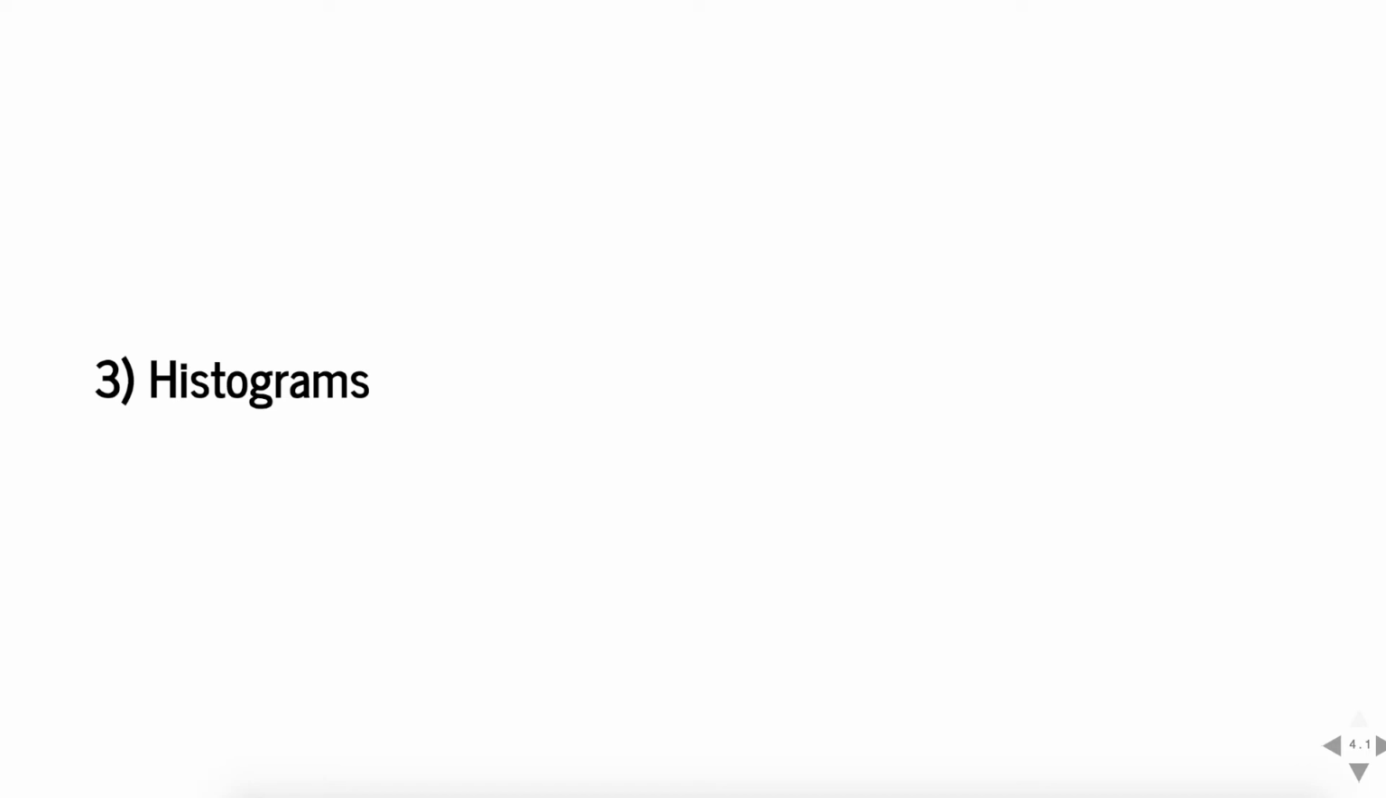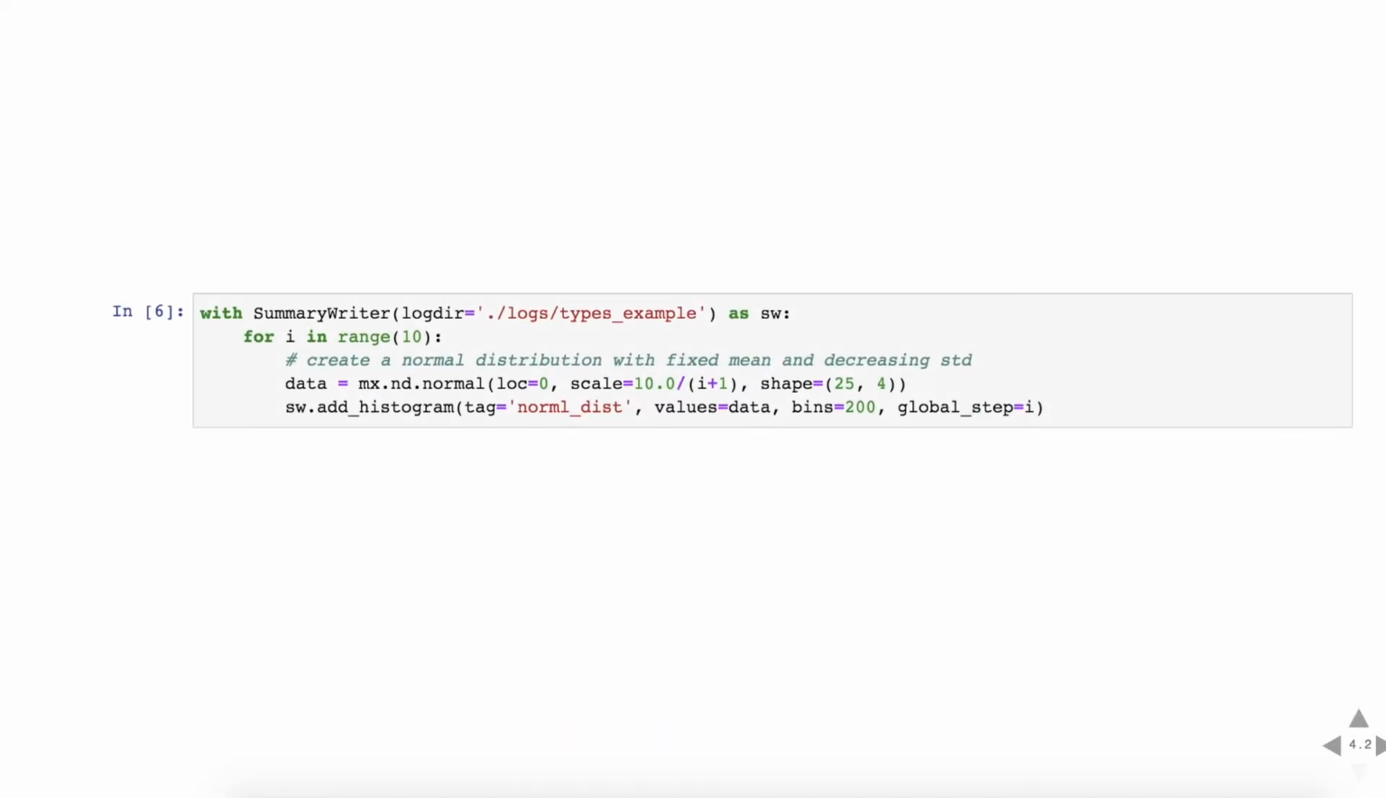So in addition to looking at single scalar values, we can also look at distributions of values with MXBoard. And the way that this is visualized with TensorBoard is through the histogram. So let's create an example. Here we're going to create a scenario where we have distributions of values that change over time.